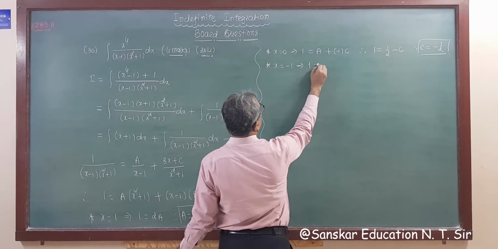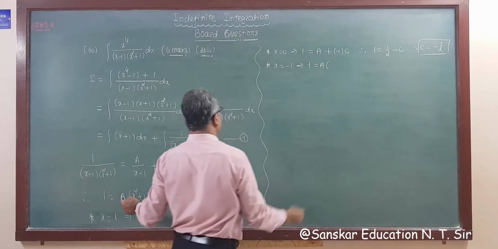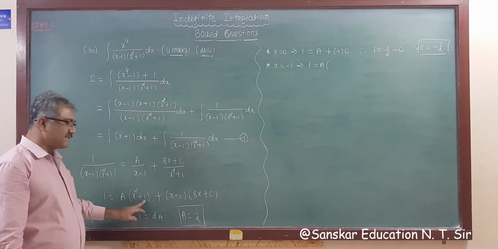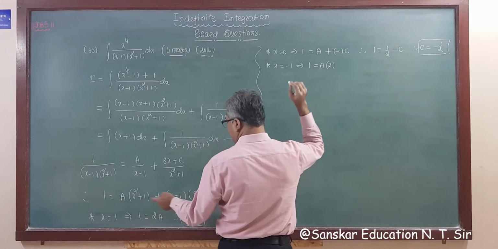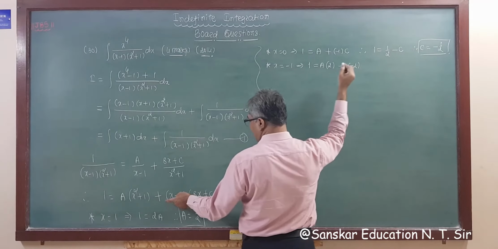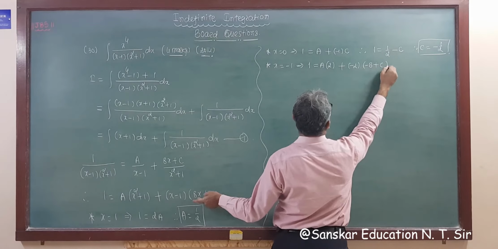So 1 is equal to a, x is minus 1. So minus 1 whole square is plus 1, 1 plus 1 is 2. So this is 2, right? X is minus 1, so this is minus 2, and minus b plus c. So the answer is minus b plus c.